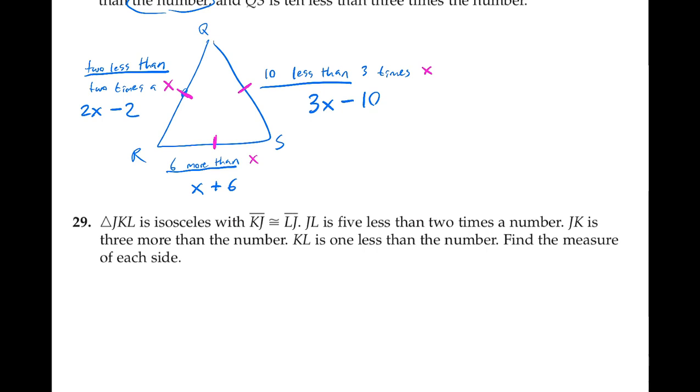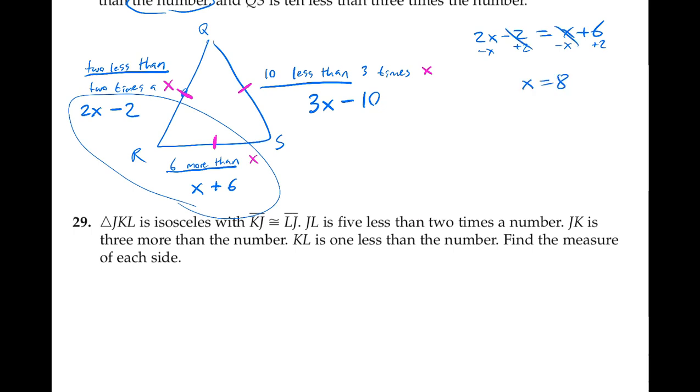We can set any 2 equal, and then plug it into all 3 to make sure it works. Let's just do these 2. So 2X minus 2 equals X plus 6. We subtract the X, we add the 2, we get X equals 8. Now let's plug it in and check. X equals 8, so this is 24 minus 10, which is 14. Here, this is 8 plus 6, which is 14. And over here, it's 16 minus 2, which is 14. So check, it worked out. X is 8, and all the sides match.